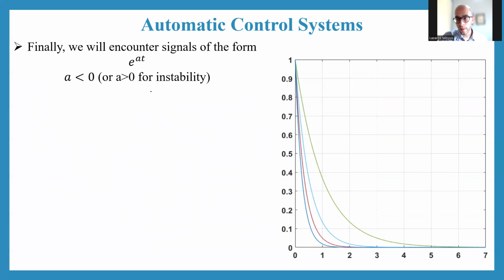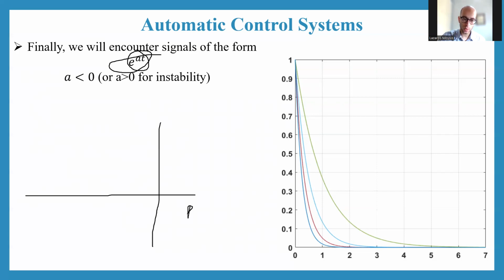One of the most common functions that you will find when solving differential equations is this exponential function that you see right here, e to the a times t. And of course, this function will behave completely differently based on the value of alpha. So let me plot this complex plane. Here is the real part of an argument, here is the imaginary. And let's study what will happen to this function for different values of alpha.